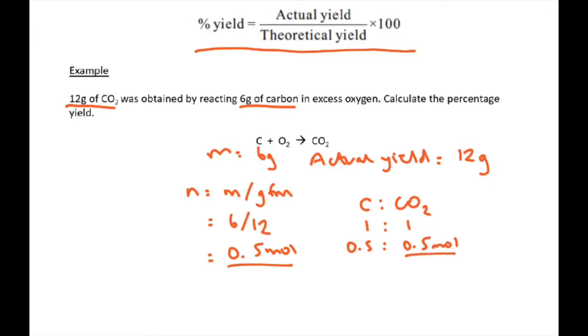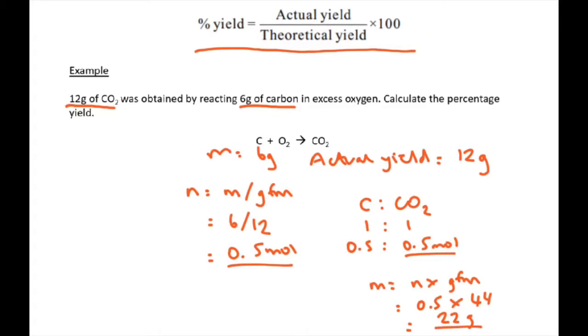What I can then work out is my theoretical mass. So if all of my reactants were converted into my desired product, what would my mass be? And that's worked out by doing my number of moles times my gram formula mass. So 0.5 times 44, the gram formula mass for carbon dioxide. So my theoretical mass is 22 grams. So that's the first part of the calculation.